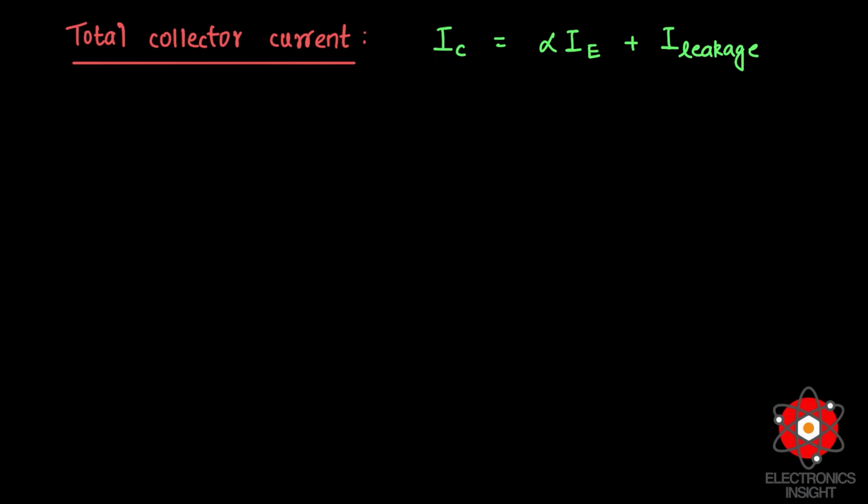So the total collector current consists of two components. One is the portion of emitter current reaching the collector terminal, and the other one is the leakage current, I leakage, which is the current due to the movement of minority charge carriers across the base to collector junction on account of being reverse biased. This is generally much smaller than alpha times IE. Therefore the total collector current becomes IC equal to alpha times IE plus I leakage.